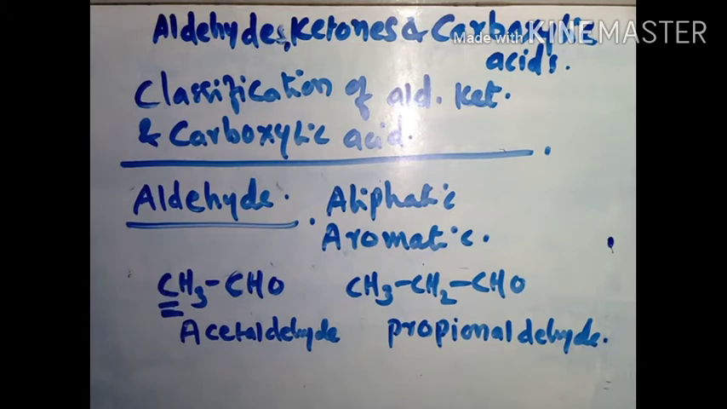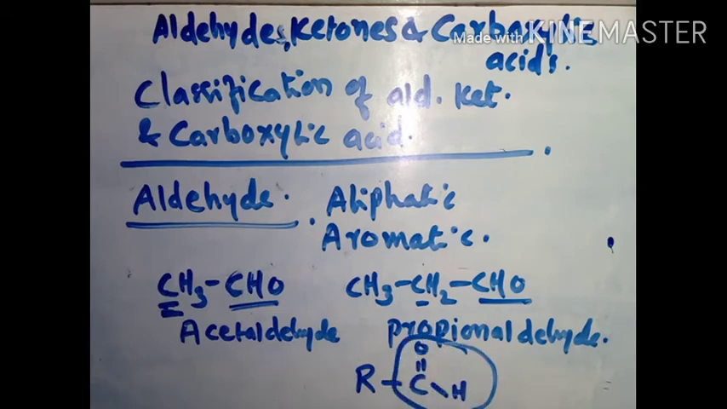So these are the examples of aliphatic aldehyde, in which the CHO group is attached to an sp3 hybridized carbon atom. The general formula for this is R-C double bond O-H, that is CHO, the aldehydic functional group. This CHO is the aldehydic functional group. That is the general formula for an aliphatic aldehyde.